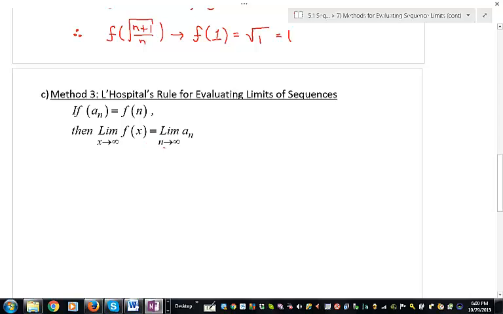And we saw some of these cases before. We had these forms of infinity over infinity, 0 over 0, and we had to use L'Hopital's Rule. And here it turns out that we can use L'Hopital's Rule for sequences too. So if we write the sequence literally as the function, then the limit of the sequence is the limit of the function, okay, as x goes to infinity.